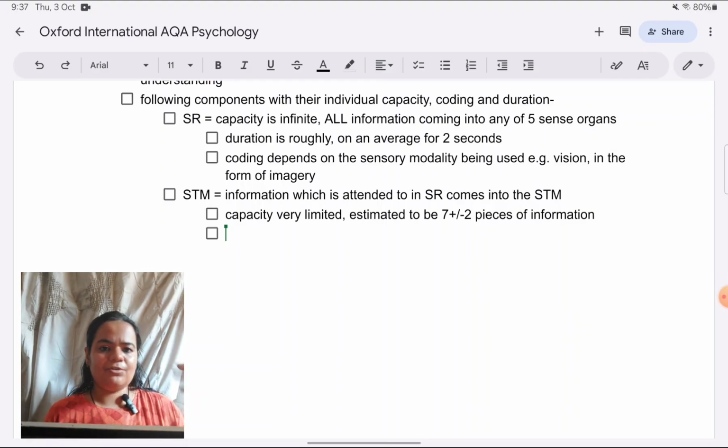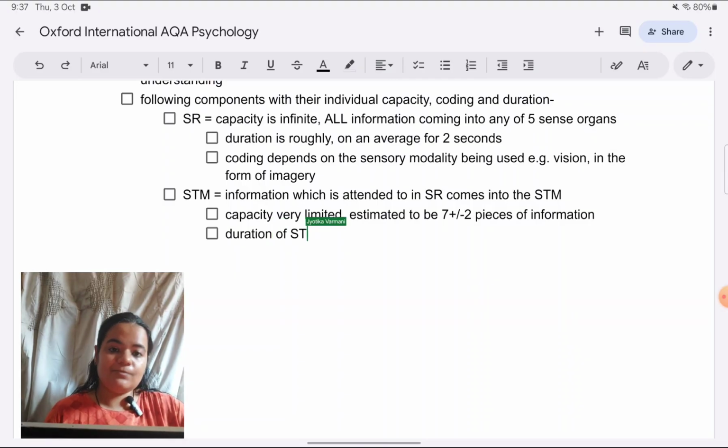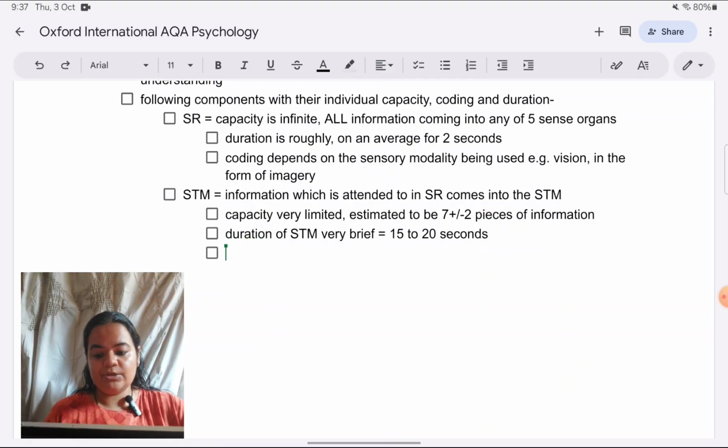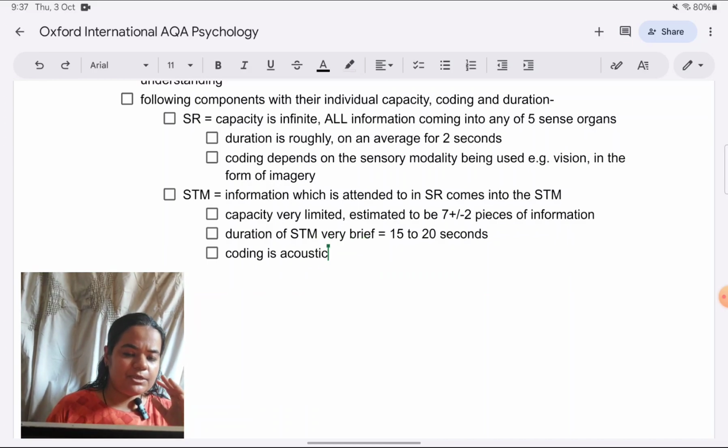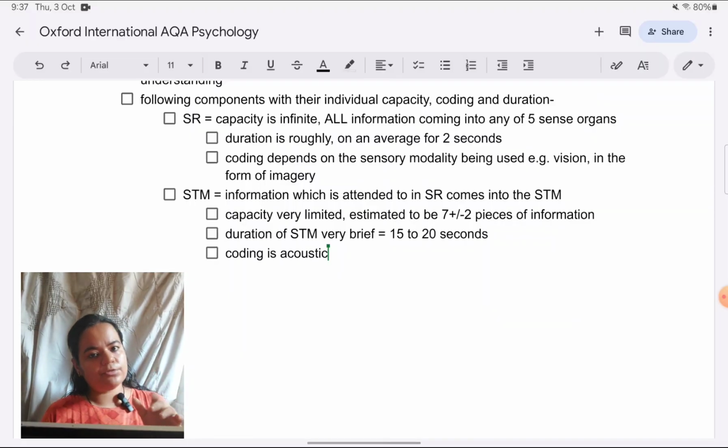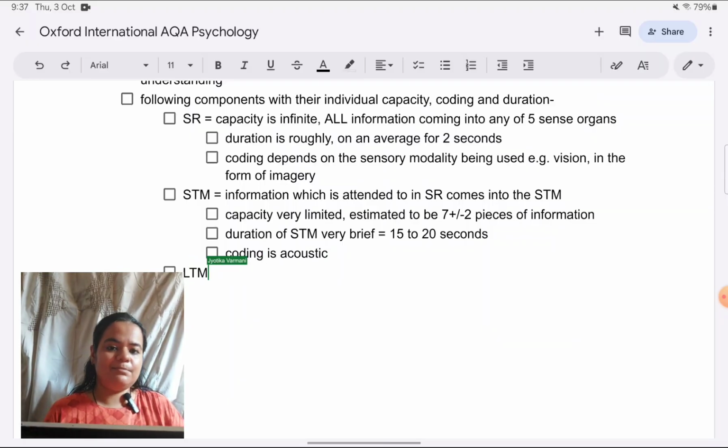Okay, so we just follow our template. Like I told, it becomes easy. Capacity, storage, coding, and duration. Duration of STM is also very brief, as we know. It's estimated to be around 15 to 20 seconds. So that's how long it can hold information. And coming to coding, it is acoustic. It holds information in auditory form. So all the information coming from any sensory modality is converted into an acoustic form so that it can be held in short-term memory. Finally, coming to LTM, long-term memory.